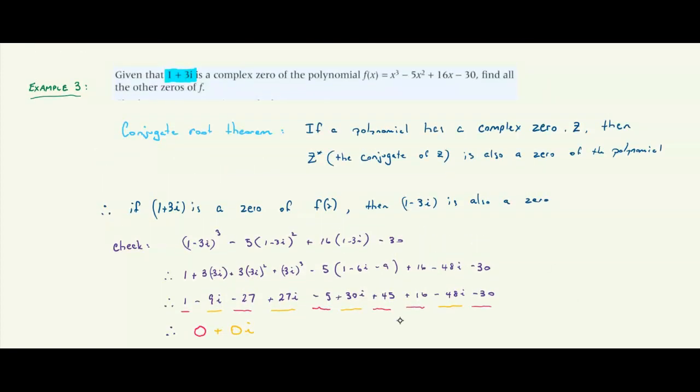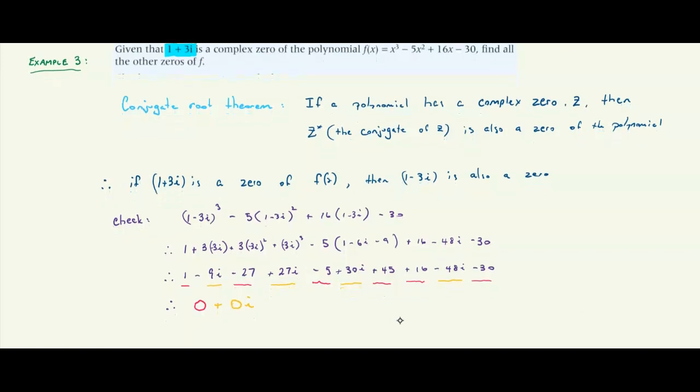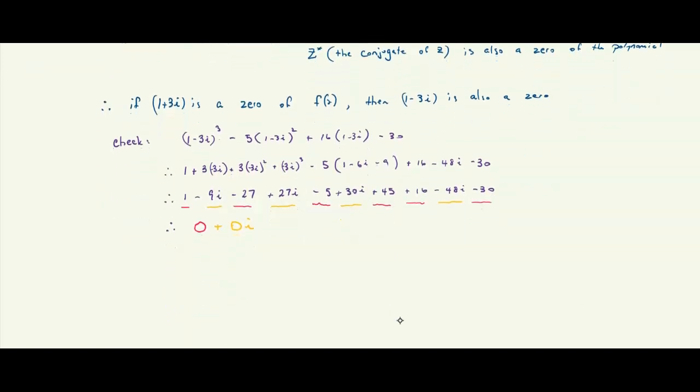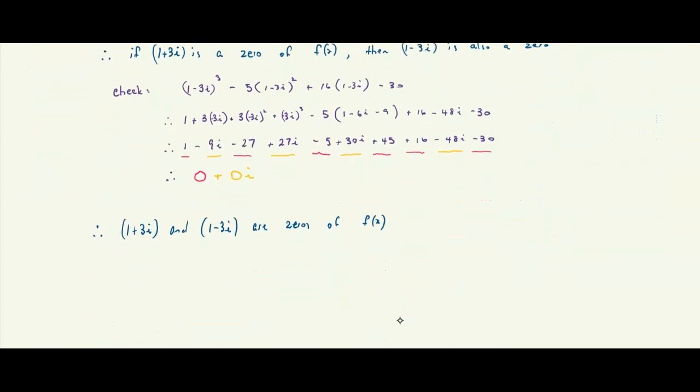So that means I've got 2 zeros. You get 2 for 1 here. You get 1 complex, you get another. So 1 plus 3i and 1 minus 3i are both roots. All right, so let's just make a note of that. Therefore, 1 plus 3i and 1 minus 3i are zeros of f(x). Beautiful. I've got 2 done. It's a cubic. I've only got 1 more. So how are we going to find it?